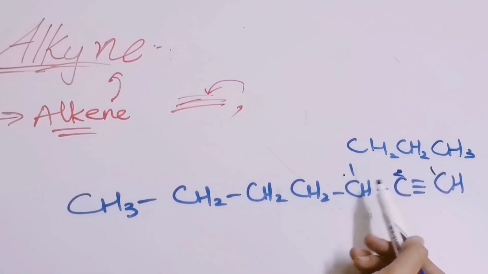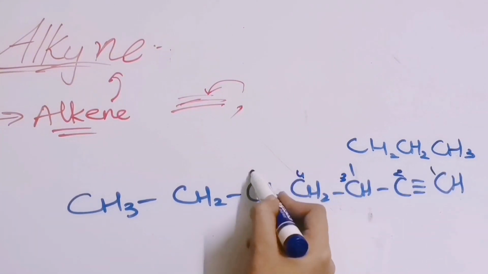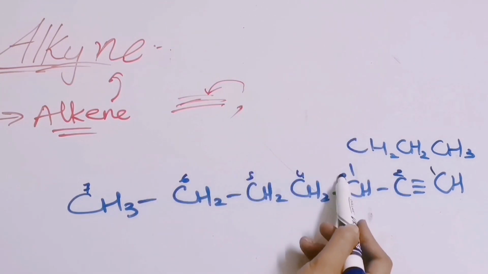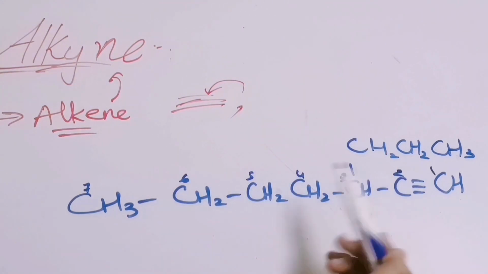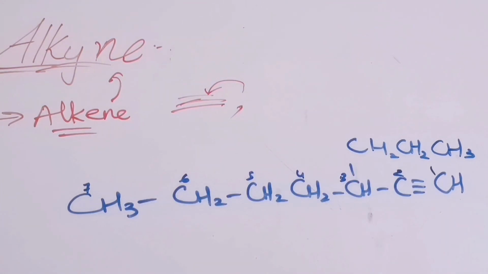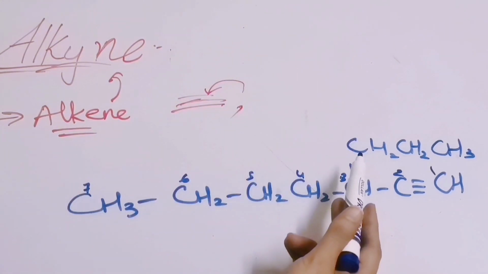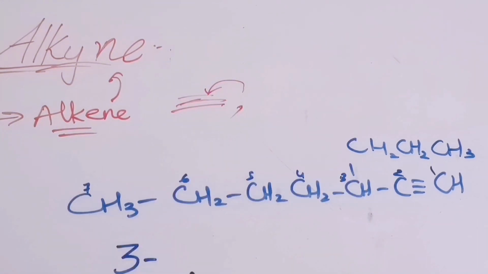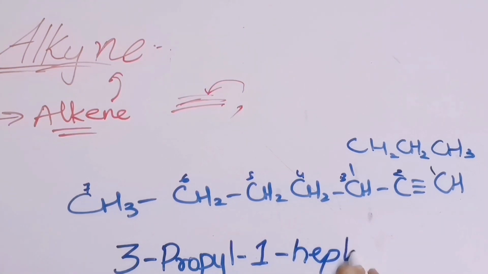Now in this case, we will start the numbering from this side. So the substituent is present on the 3rd position and the triple bond is present on the 1st position. What is this substituent present? It is propyl. First we will write the position of the substituent. Then we will write the name of the substituent. Then we will write the position of the triple bond. And then we will write heptyne.